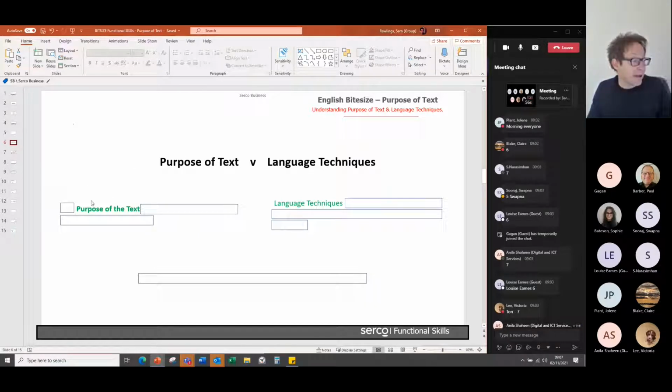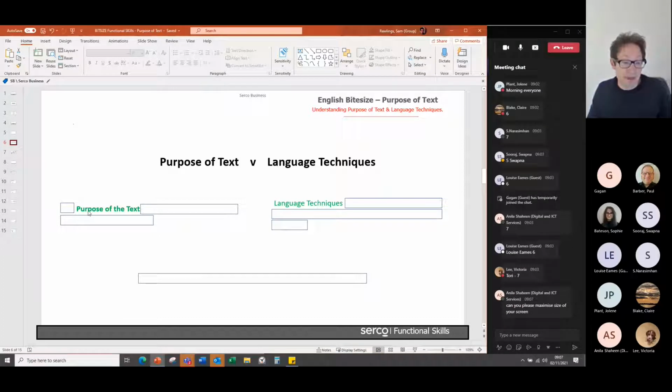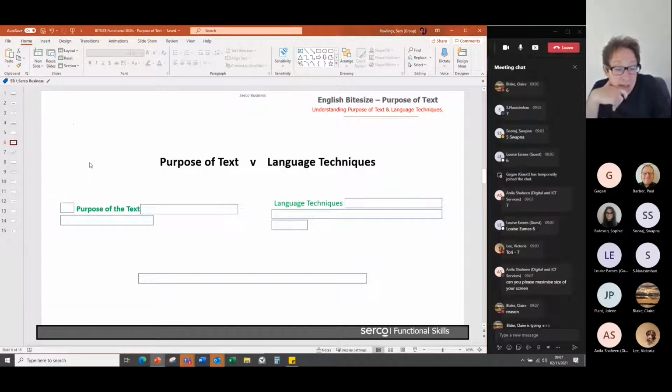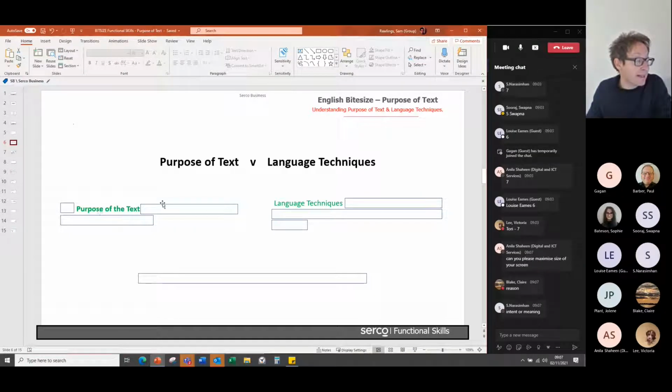The best way to think of this is the word purpose. So in the chat box, I want you to write me a couple of synonyms for the word purpose. What do we mean when we say the word purpose? Yeah, exactly, Claire. It's the reason we do something. So the purpose of text is basically the reason why the author has written the text. Exactly, so it's the intent or meaning of the text. Good, so that's what the purpose of text is.